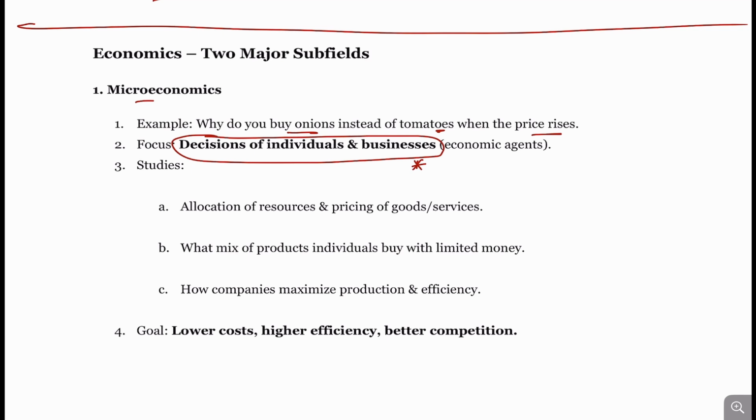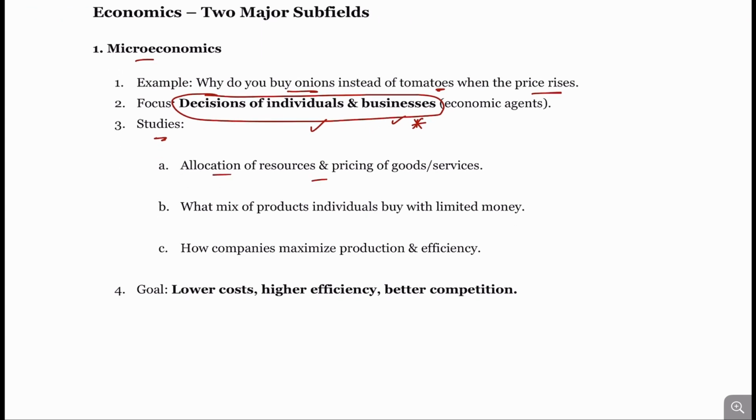The decision makers are individuals in a society or the businesses in a society. What does microeconomics study? It studies the allocation of resources and pricing of the goods. What mix of products do individuals buy with limited money? What are the different decisions that an individual will take when resources become scarce or price increases or falls? How can companies maximize production and efficiency?